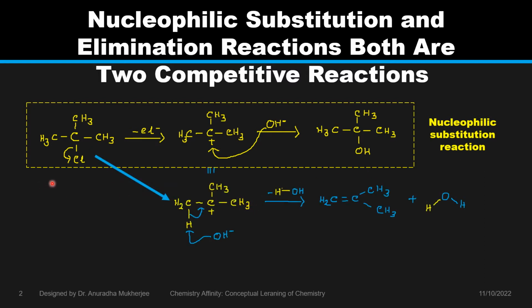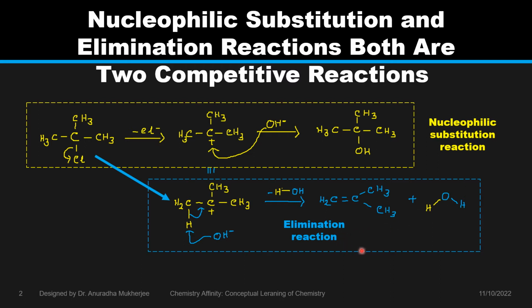In elimination reaction, in the same way, the leaving group will leave and we will get a carbocation. Now here OH minus is not going to act as a nucleophile. OH minus is going to act as a base. That's why deprotonation takes place. So when deprotonation takes place, an alkene forms. So this is called elimination reaction. In the elimination reaction, from alkyl halide we are getting an alkene compound.